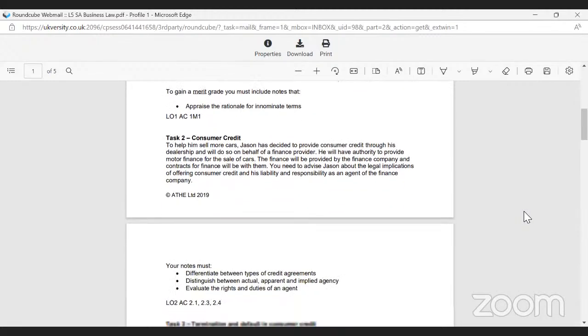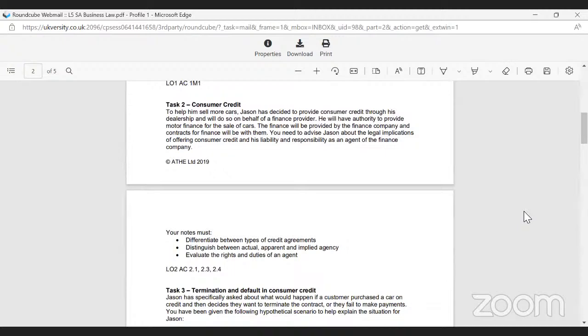Okay, so task 2, consumer credit. To help him sell more cars, Jason has decided to provide consumer credit through his dealership and will do so on behalf of his finance provider. He will have the authority to provide motor finance for the sale of cars. You know what motor finance means, yes? The finance will be provided by the finance company and contracts for finance will be with them.